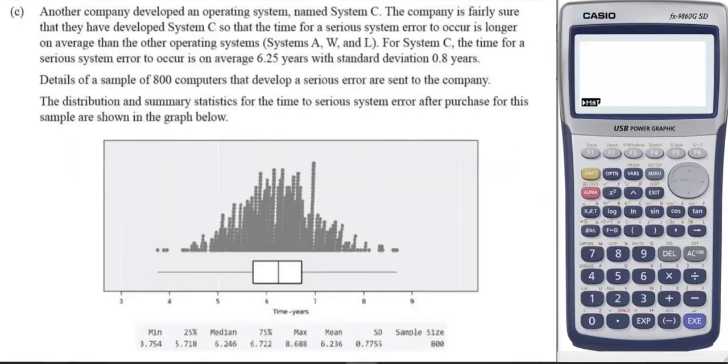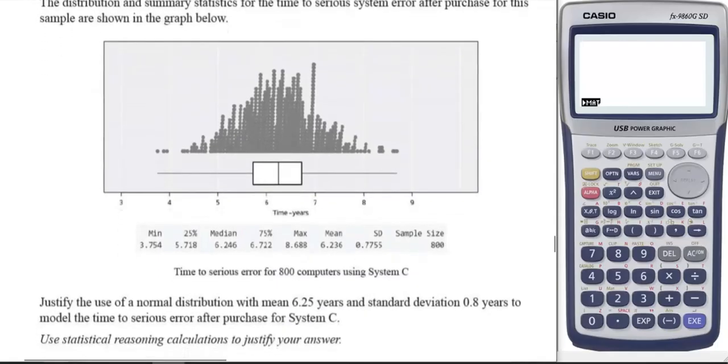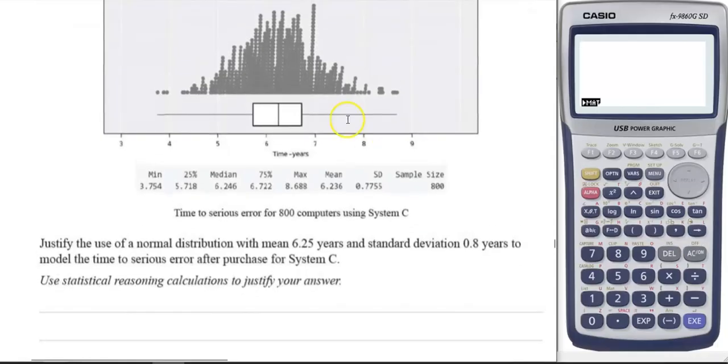Right, we've got another company. This one is doing an operating system called System C. It's got the graph down here of the system errors that happen, and we want to go on and compare or justify being able to use a normal distribution to represent what's happening here for the errors on System C. So the first thing I'm going to look at is shape. When we're being asked to do normal distribution, is it a bell-shaped curve? And yes, it roughly is. We've got a little weird thing happening here, but most of all, this is a bell-shaped curve.